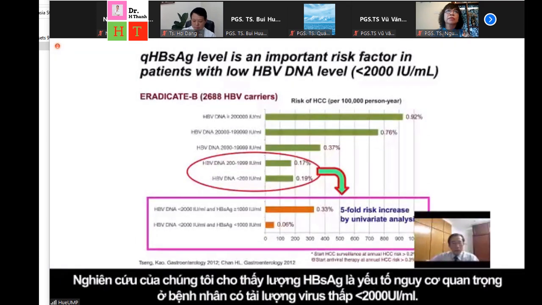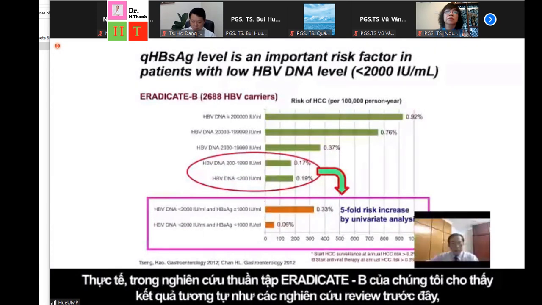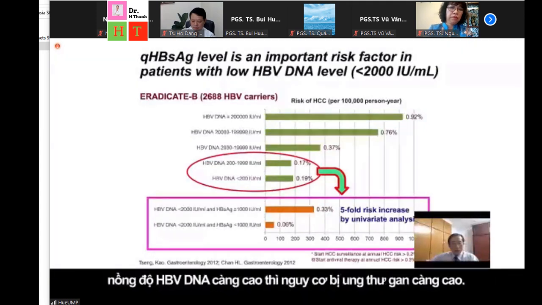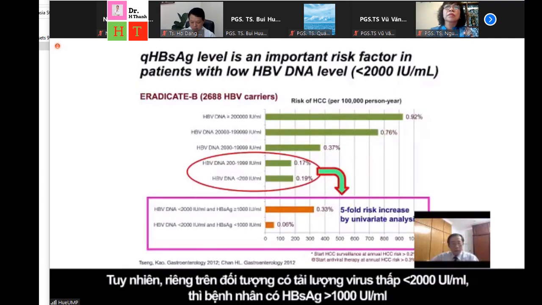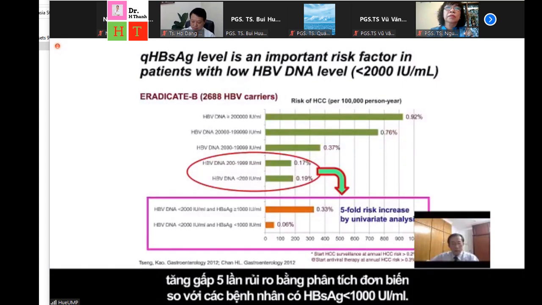Our earlier study showed that the quantitative surface antigen is also important in patients with low viral load, less than 2,000 international units per ml. So from our Eradicate B cohort, in fact, we have the similar finding as the REVEAL HPV study. That is, the higher the baseline HPV DNA level, the higher the risk of HCC. However, if we introduce the quantitative surface antigen into the patients with a low viral load, if the surface antigen level is more than 1,000 international units, this patient has a fivefold increased risk of HCC compared to those with low surface antigens.